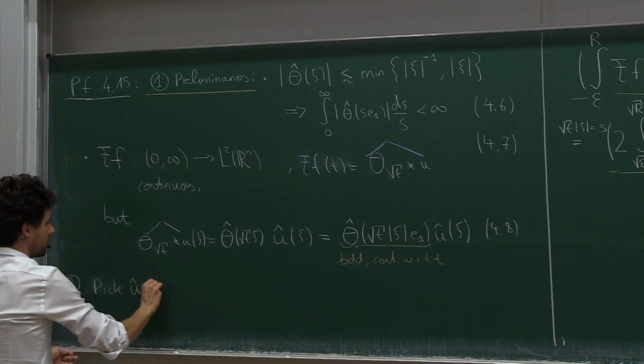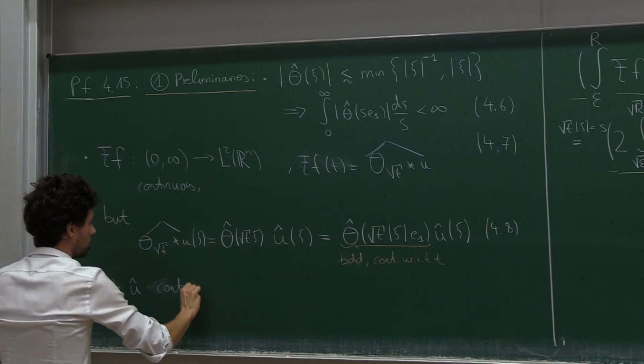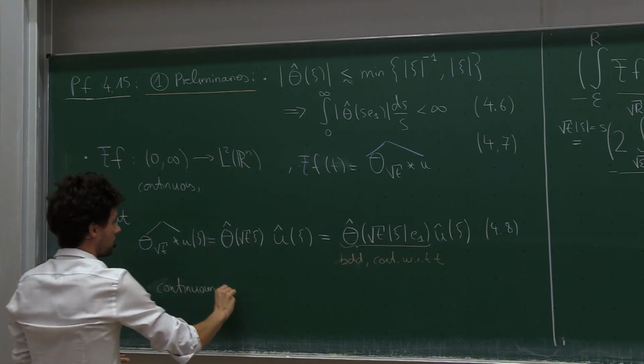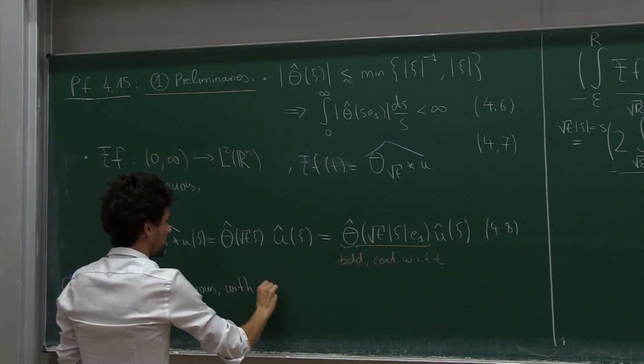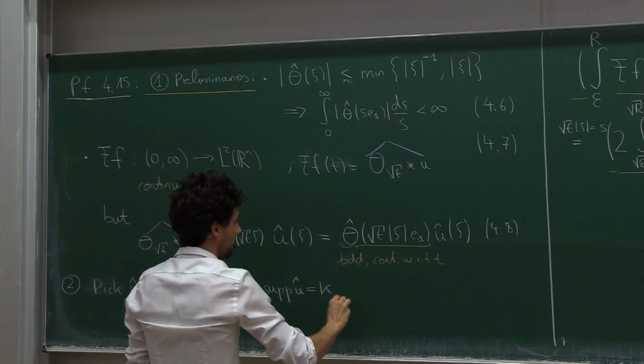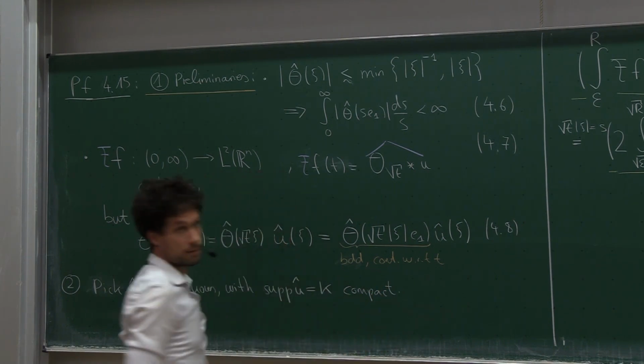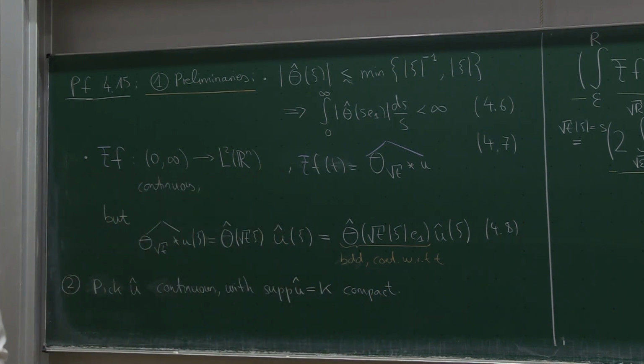u hat continuous with support of u hat, I'm going to call it K, compact. Yes, please.